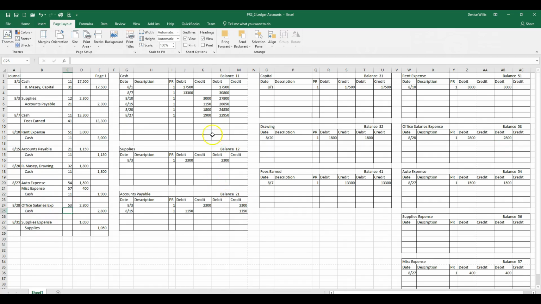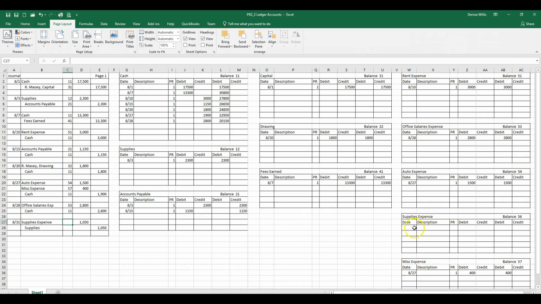Back to cash again. Cash on 8/28 from page 1 has a credit of $2,800. Now I find my balance again. I had $22,950. I'm going to subtract $2,800. I have a new debit balance of $20,150 in cash. Okay, I take the 11 and I put it in place here to show that I transferred that piece of information. And I'm going to go down to our last transaction.